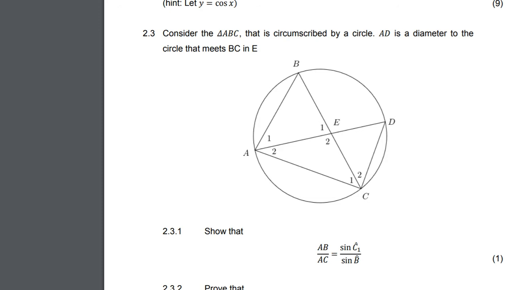in kind of like a Euclidean geometry setting. They say consider the triangle ABC that is circumscribed by a circle. So in other words, circumscribed means that the circumference of a circle is drawn through triangle ABC, and then AD is a diameter to the circle that meets BC in E. So AD is a diameter that's drawn. So here's a circle. Now out of one part of the triangle, we draw a diameter there, and it meets BC in the point E.